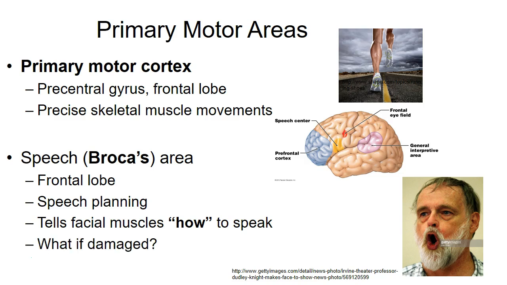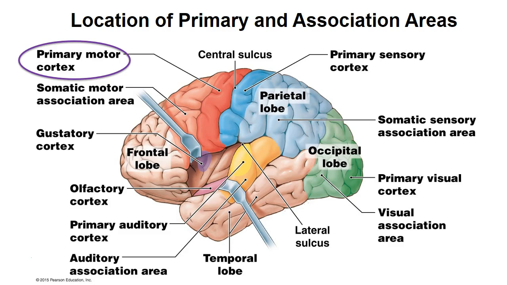So what happens if it's damaged? We talked about that. Just kind of reviewing, the primary motor cortex here is in the precentral gyrus. The primary sensory cortex is in the postcentral gyrus. Here we're talking about motor-related responses. Here we're talking about sensory input, somatosensory input.